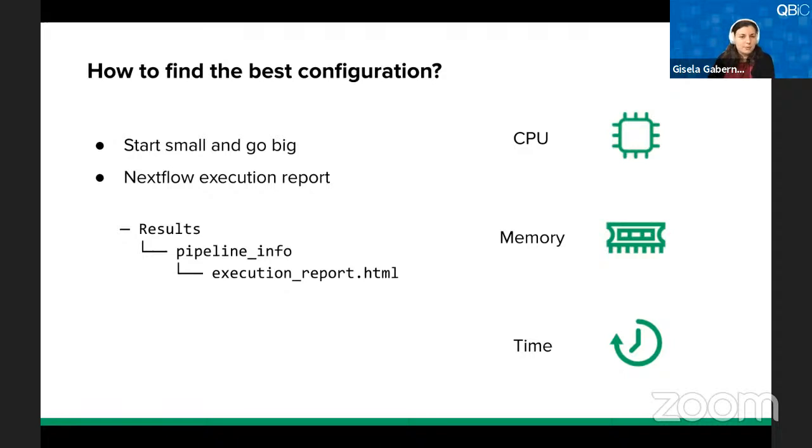So the first rule of thumb would be to start small and go big. But there's another very nice tool, which is the Nextflow execution report, that can help you define your resource requests. So when running an NF Core pipeline, under the pipeline results folder, there's always a subfolder called pipeline_info. And under this one, you can find the Nextflow execution report. We're going to have a look now at an example execution report for the RNA-seq pipeline.